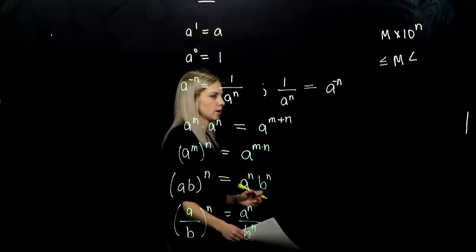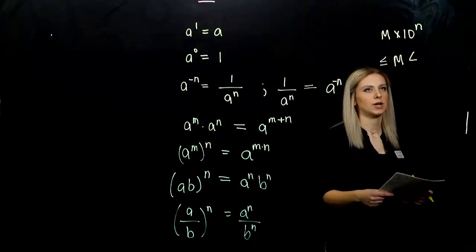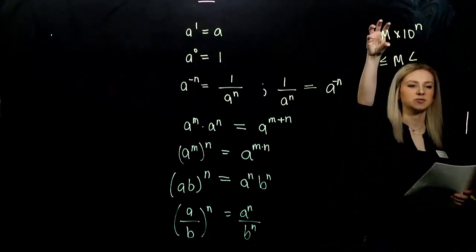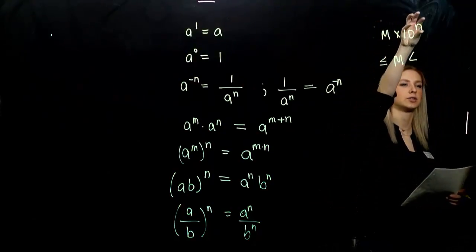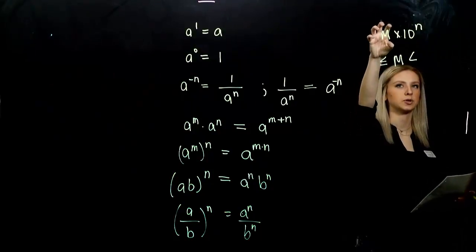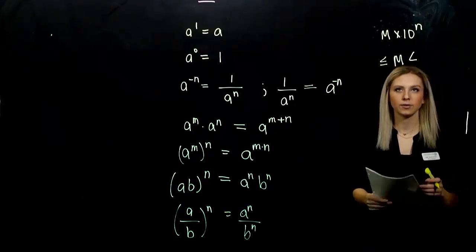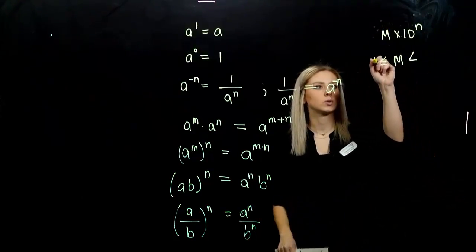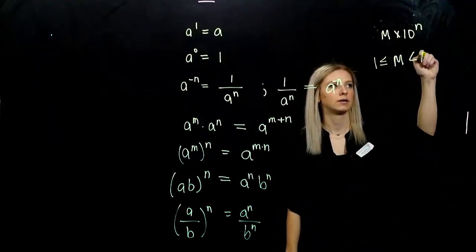And the last part that we talked about today was that scientific notation. We have a decimal times 10 raised to some integer. And what does m have to be between? What decimal do we have out on the front? Has to be greater than or equal to 1, less than 10.